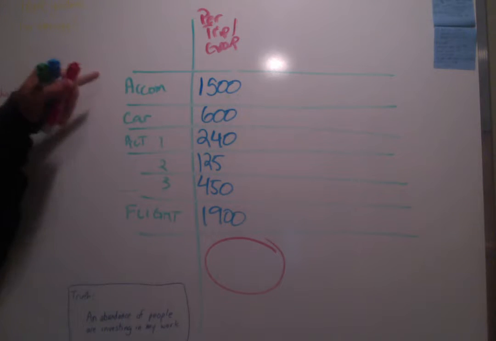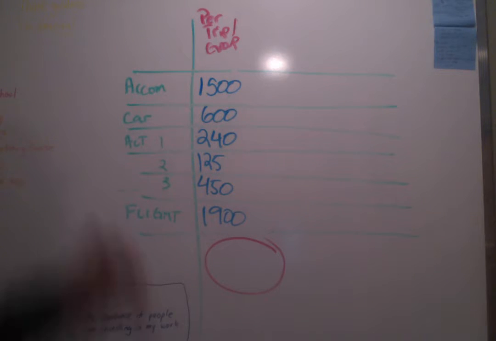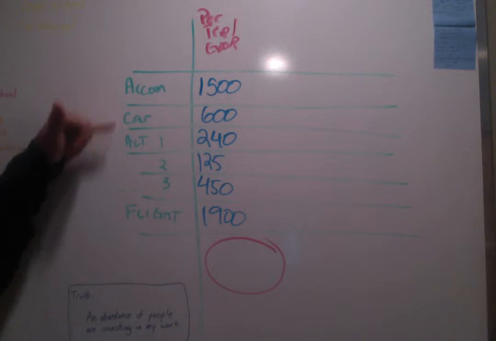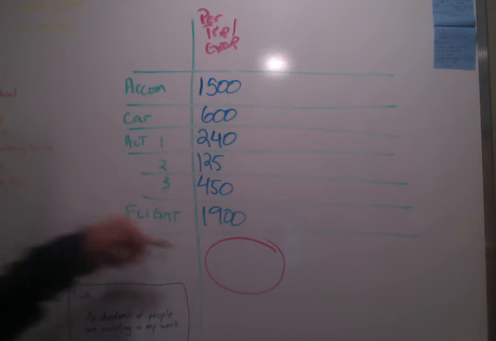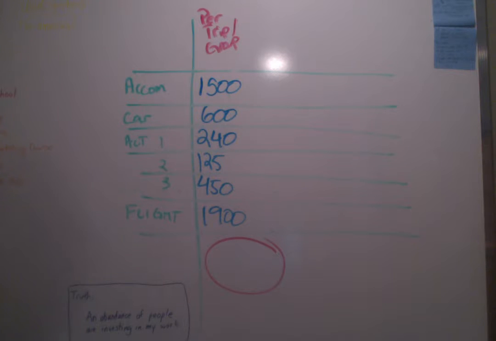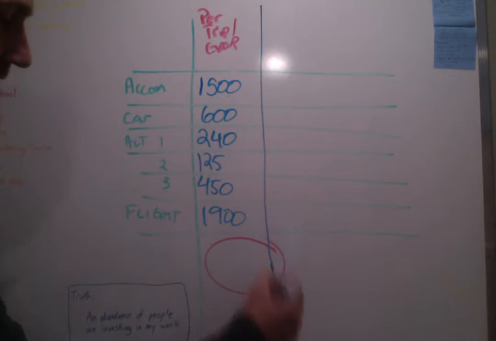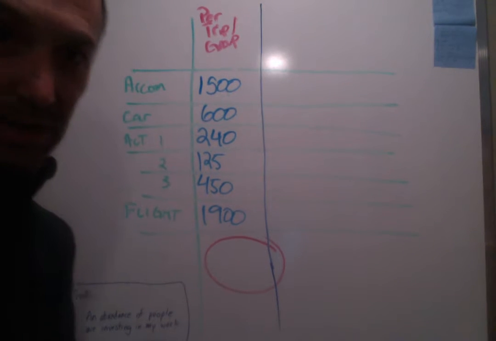So you guys, the one circle graph I want you to do for homework is this one that has the accommodation for the WestJet sweepstakes, car, activity 1, 2, and 3, and your flight. So that's your raw data. You should have that. If you don't have that, just use the data you see right here.